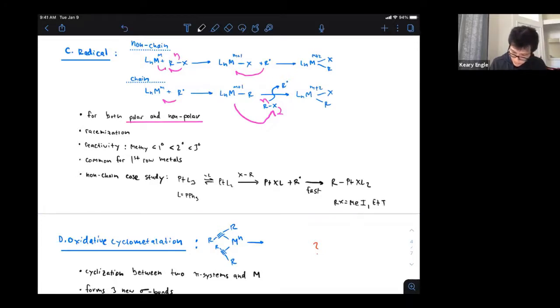And here's an example of the substrates that are used, and I'll let you think on your own about, based on the fact that I'm telling you it's a radical mechanism, which of these you'd expect to react faster or slower.